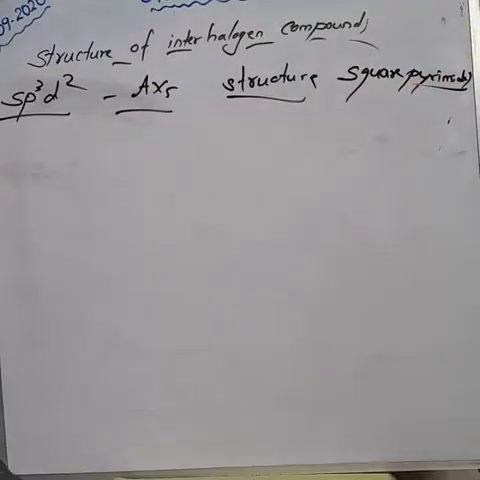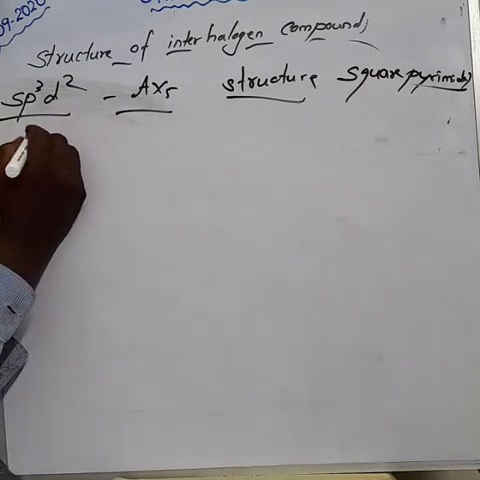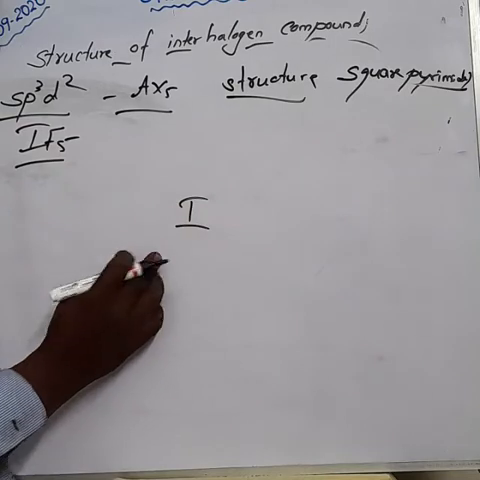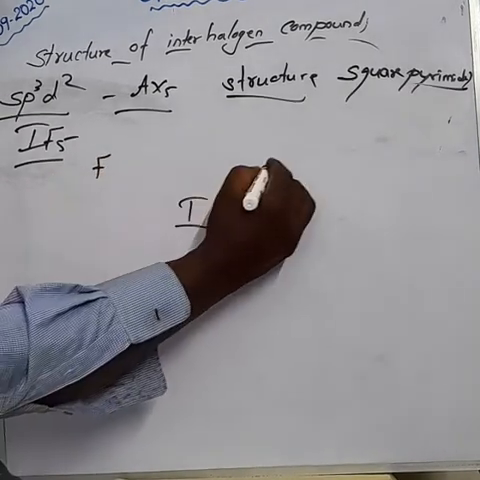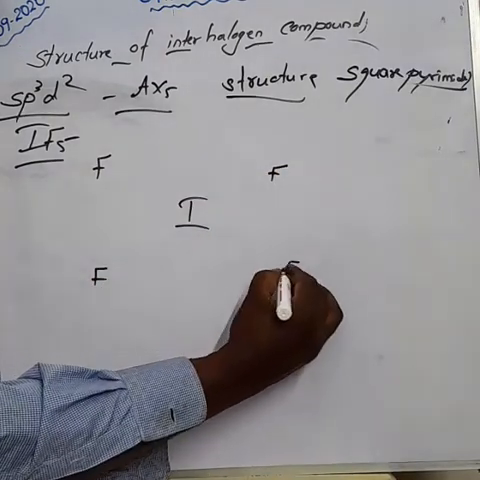Okay. Here, first of all, you should take the example IF7. First, you take iodine at the center. Okay, iodine. Next, the fluorine atoms.